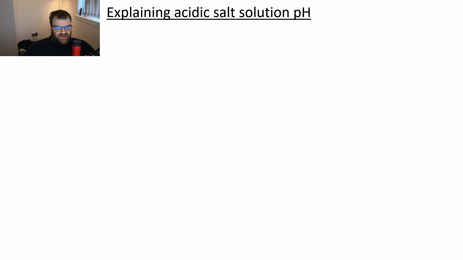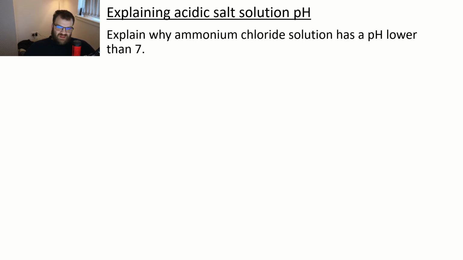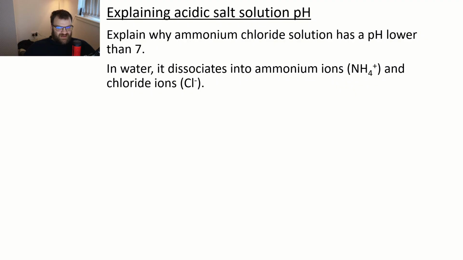When it comes to explaining why different salts have different pHs when in solution, we're going to deal with ammonium chloride having a pH lower than 7. So that's going to be an acidic salt. Well, the first thing that's going to happen is that the chemicals are going to split apart. You're going to have your ammonium and your chloride ions.